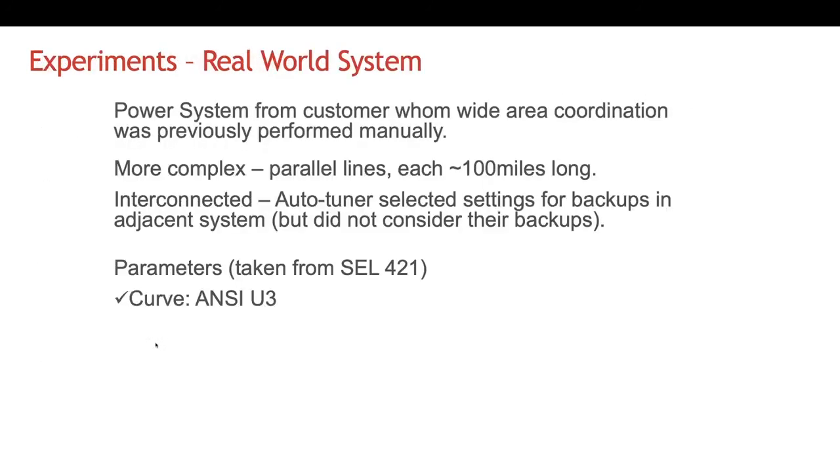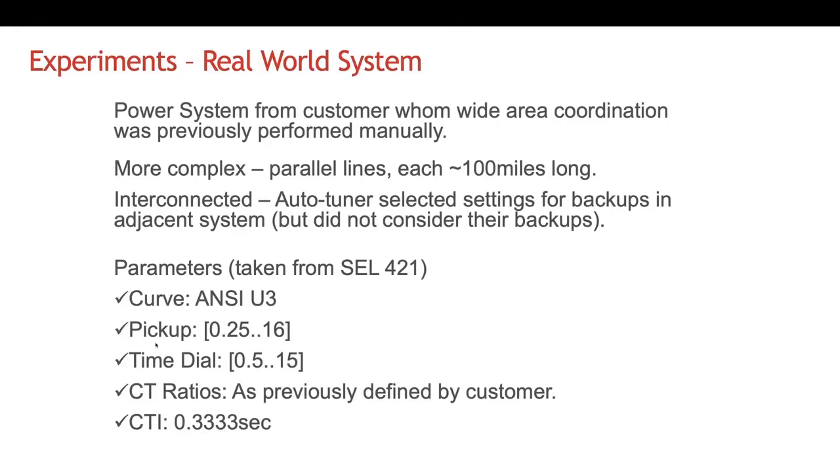So the real world system is a much more complex system. It has parallel lines. This is a utility here in the United States. And the area of the system we're looking at has parallel lines, each that are 100 miles long. And it's interconnected, so you have to deal with that additional level of difficulty, right? You can't make settings for the interconnected utilities. You have to try to solve the coordination problem internally. Similar parameters were chosen.